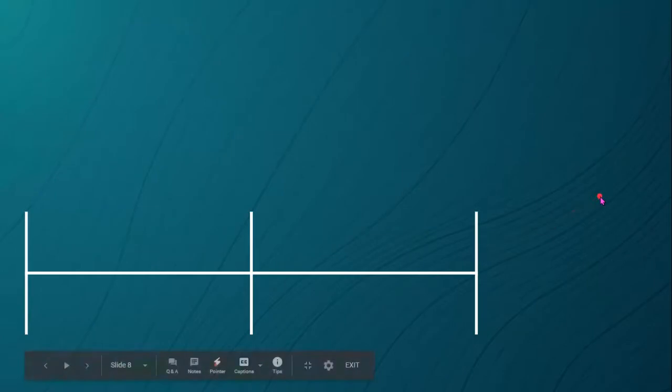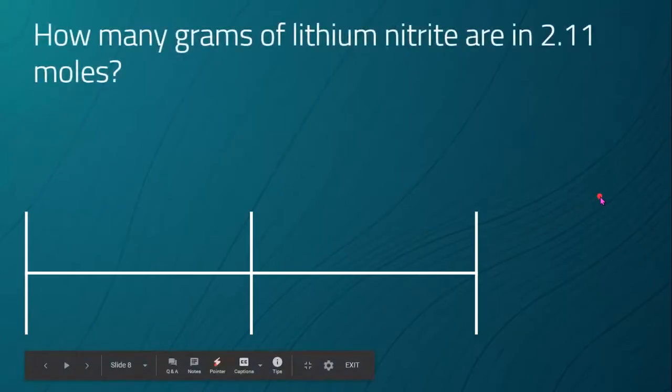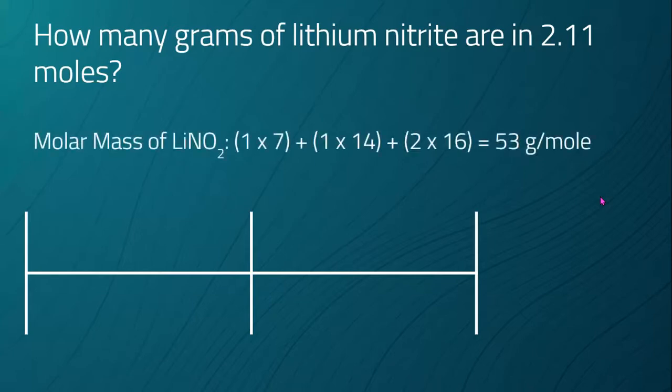Let's try one last problem here. How many grams of lithium nitrite are in 2.11 moles? So first we need to turn this name into a formula and then calculate its molar mass. So lithium nitrite I know is LiNO2. Lithium's a +1, nitrite's a -1. So when I crisscross, they cancel out.